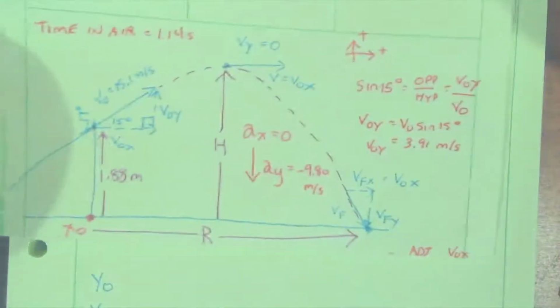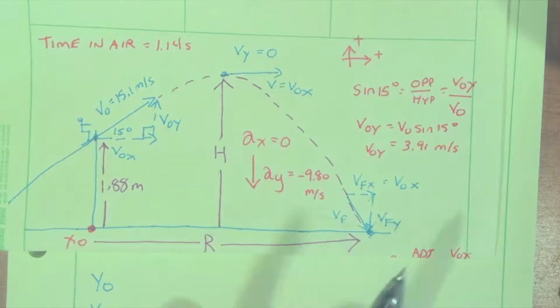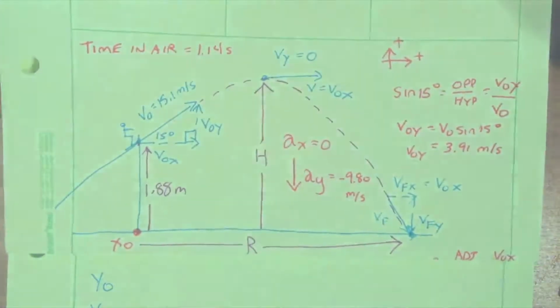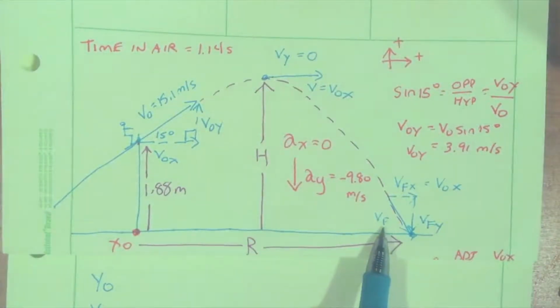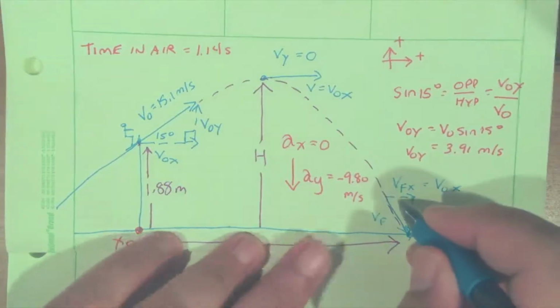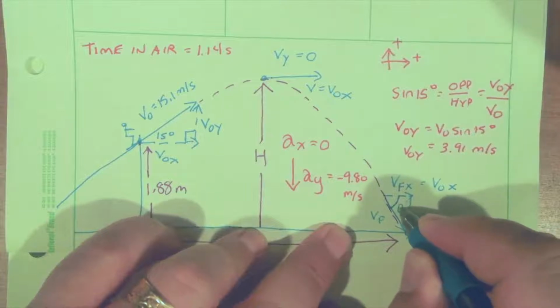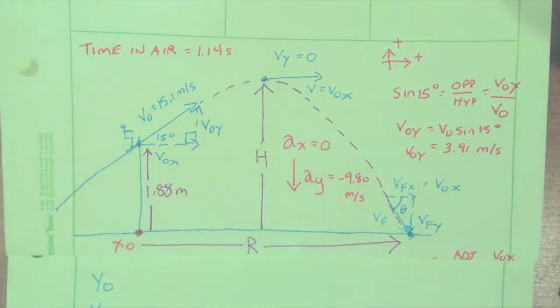Now finally, we are asked about this final velocity, the velocity just before she hits the ground. Now that final velocity is not going to be purely horizontal, it's not going to be purely vertical, it's going to be at some angle. It's going to specifically be at some angle below the horizontal, and we can call that angle theta.